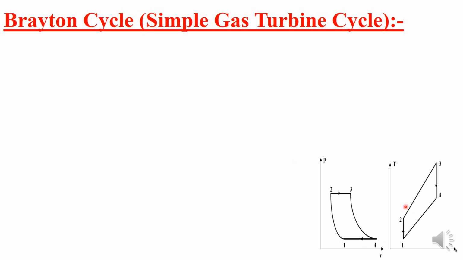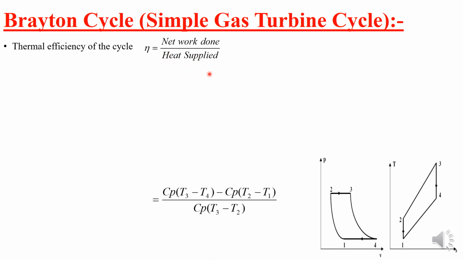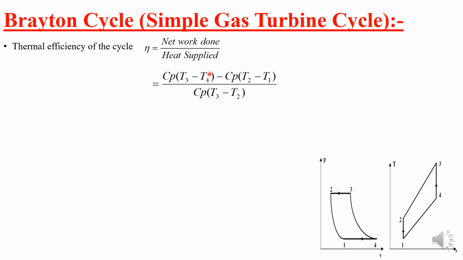Just note down the PV and TS diagram rather than your flow diagram. So efficiency is given by net work done divided by heat supply. Now you know the formula for net work done as well as heat supply, that is nothing but QS or Q1, whatever it might be. So just substitute that one. In this, Cp is common and T3 minus T4 will be there. So rearrange the terms. Once you do that, Cp cancels.